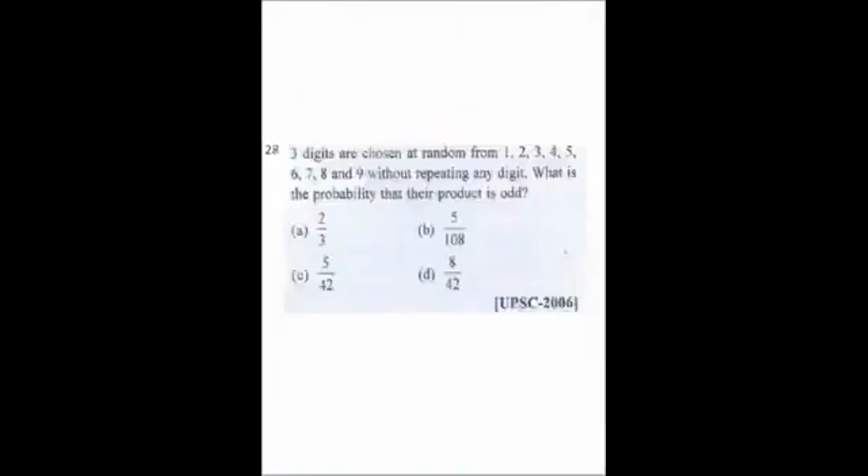3 digits are chosen at random from these 9 digits without repeating any digits. What is the probability that their product is odd? Remember the definition of probability. Total outcomes: 9 digits are there, so 9C3. Favorable: the odd digits are 1, 3, 5, 7 and 9, so 5 of them. Favorable is 5C3 upon total 9C3.